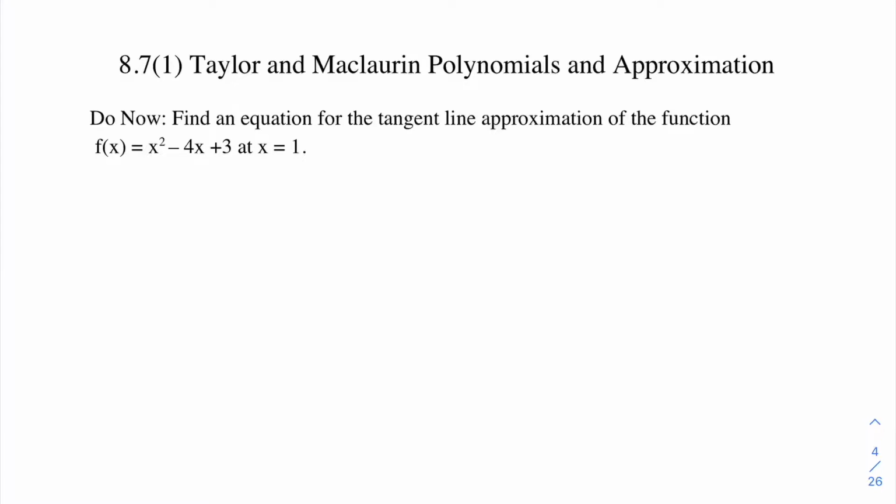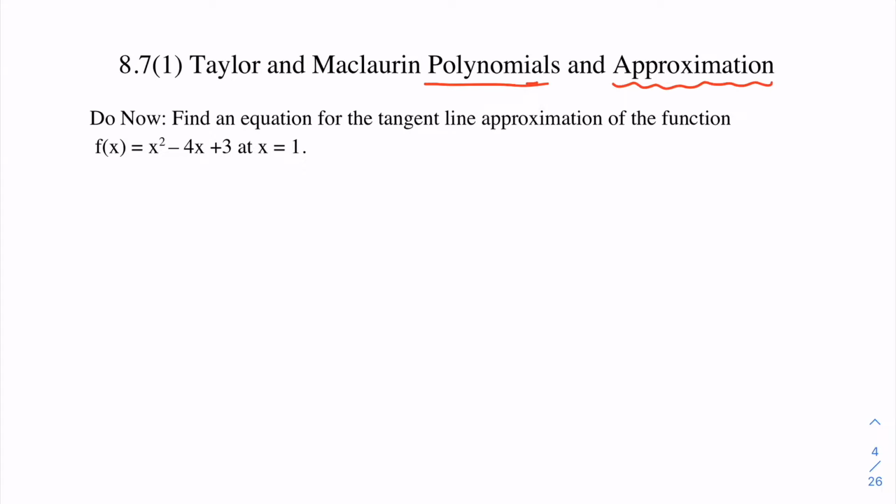So today we are going to go over 8.7 part 1, Taylor and Maclaurin polynomials and approximation. In the first part of chapter 8, we went over the convergence and divergence of a series. But where we can use series, this lesson will give us an idea. How do we use series to approximate any function? Let's have a look at the do now problem.